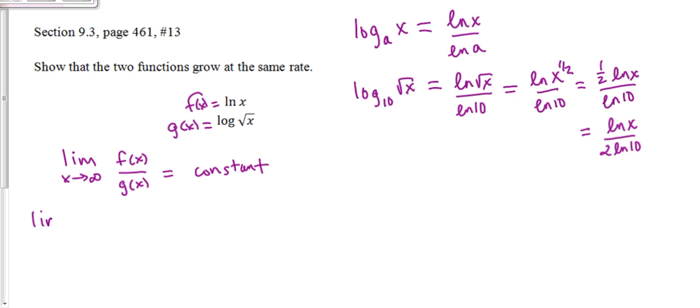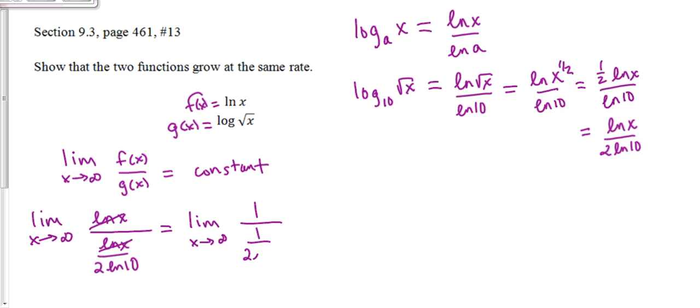So I'm going to have the limit as x goes to infinity. My f of x is the natural log of x. My g of x is this log base 10 of the square root of x, which I have shown to be the natural log of x over 2 times the natural log of 10. I can do some canceling here. I've got a natural log in both the top and the bottom, and that's going to give me the limit as x goes to infinity of 1 over 2 natural log 10.